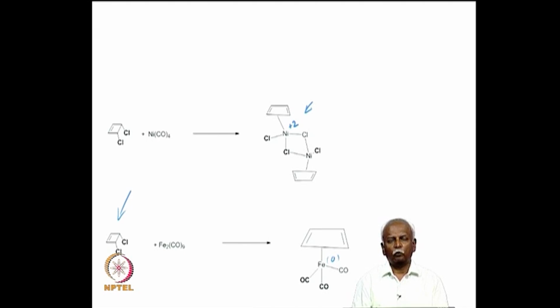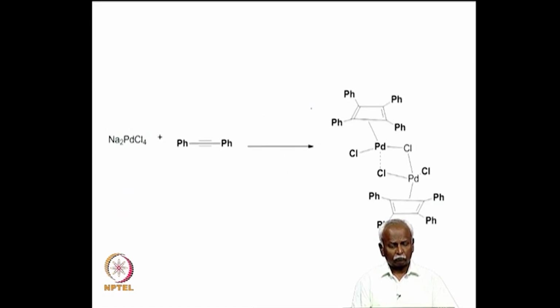Instead of nickel, one can also make the corresponding palladium analog, and these compounds have been characterized fully. So, here is the example where you can make the palladium complex, and if you treat diphenyl acetylene with the palladium 2 chloride salt, then you form this very nice palladium complex, which has got 2 cyclobutadiene units which are coordinated to the palladium, and a palladium chlorine palladium bridge connects the two systems together.